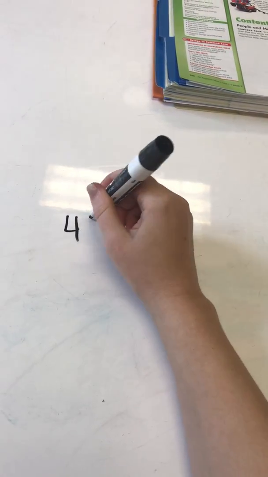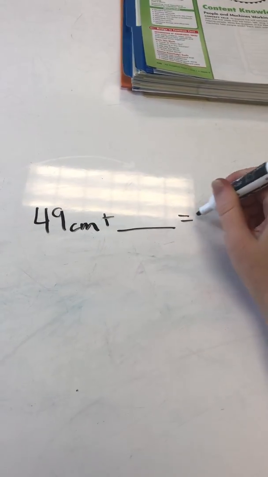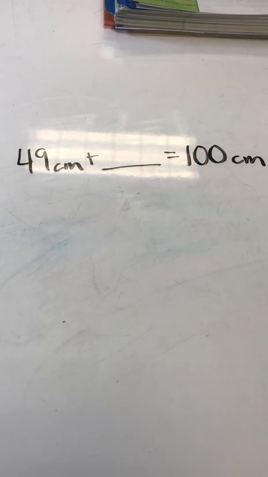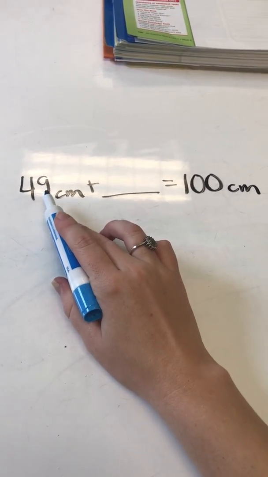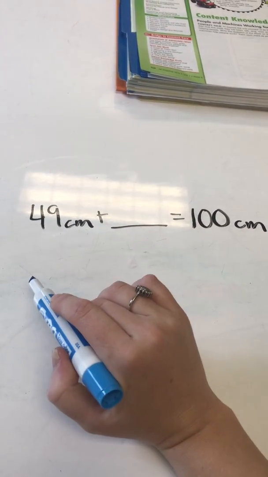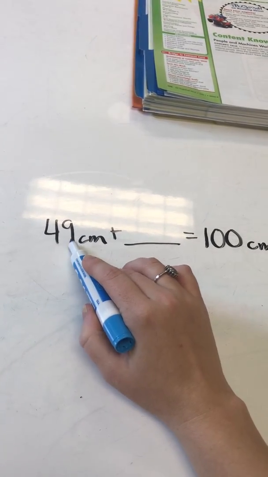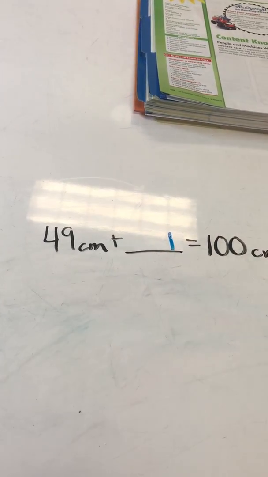Let's try another. If I have 49 centimeters plus blank centimeters equals 100 centimeters. Let's look at my ones place. My ones place is a 9, all right? So to get my ones place up to the next tens, what am I going to have to add to that 9 to get it up to 50? Well, I can add 1 to my 9. 49 plus 1 gives me 50.